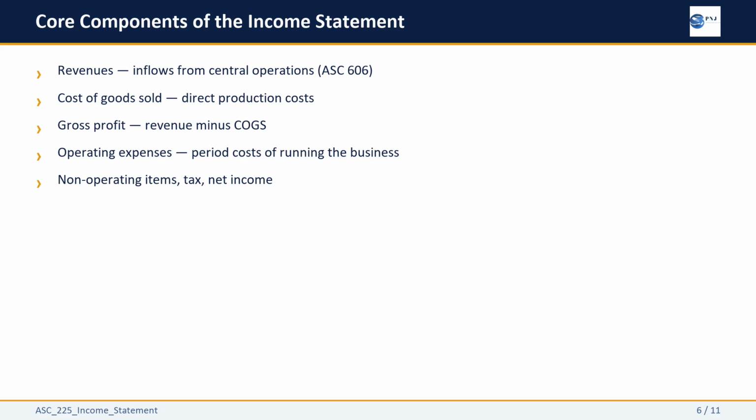Every income statement, regardless of format, contains the same fundamental building blocks. Revenues sit at the top, the inflows from the entity's central operations, recognized under ASC 606. Below that comes cost of goods sold, the direct costs of producing what was sold. Subtracting those gives you gross profit, your first measure of efficiency. Then come operating expenses, the costs of running the business that are not directly tied to individual units sold. Below the operating line you find non-operating items, income tax expense, and finally net income at the bottom.